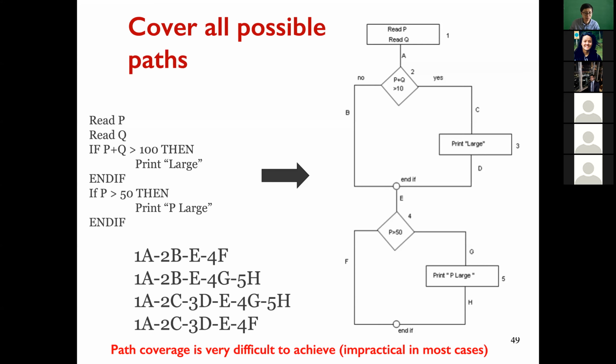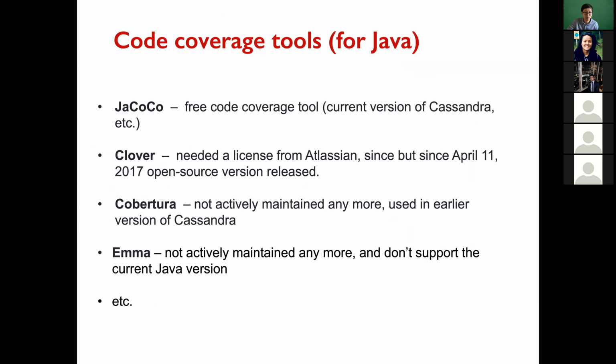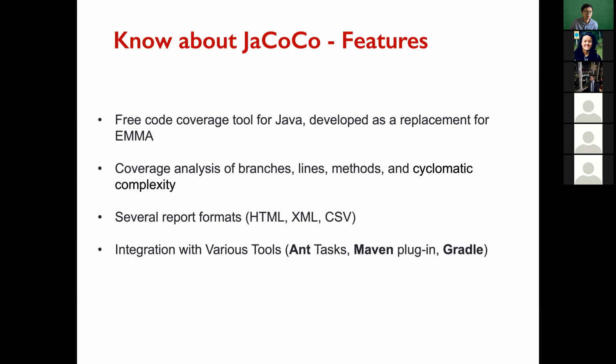And for coverage tools, for example for Java, we have many tools. One of them is Jacoco. Some of you may already use Jacoco in your TP1, right? Jacoco is a way to measure the test coverage. There are other tools as well, but the most famous open source one right now is Jacoco. We need to know a little bit about Jacoco.